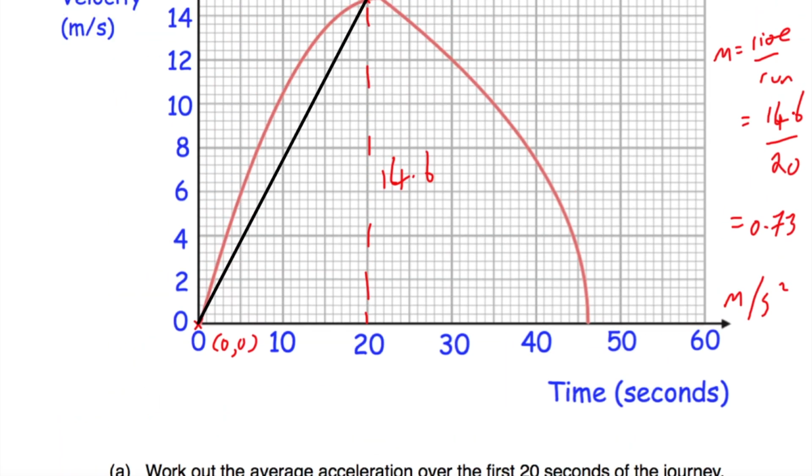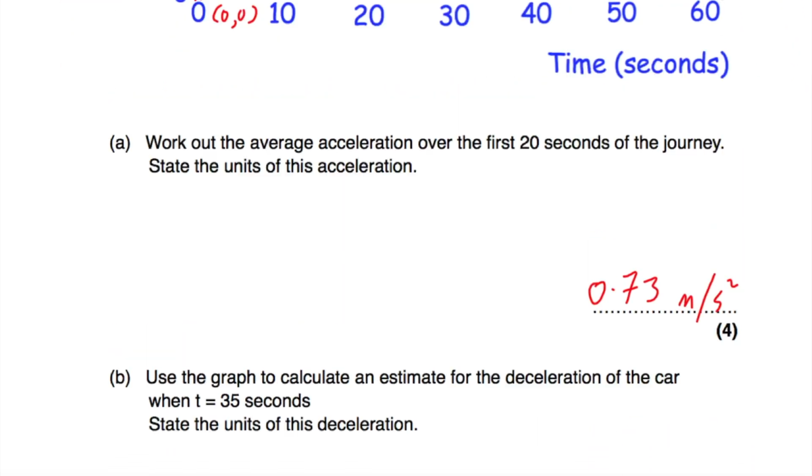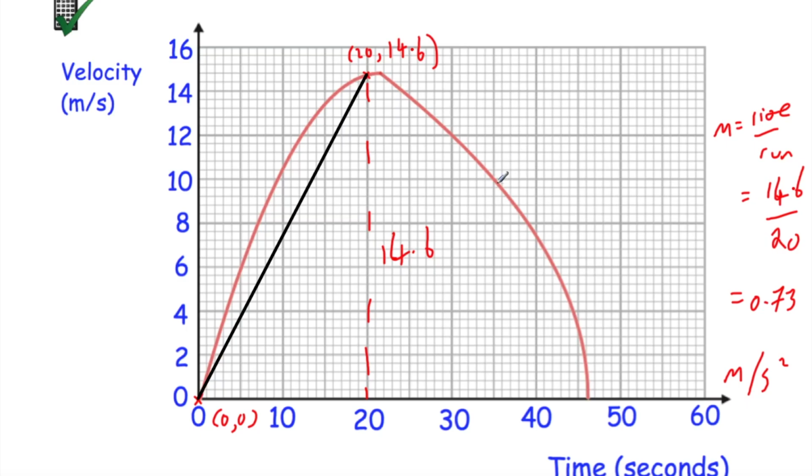Okay, time is equal to 35 seconds. So we want to find the estimate for the deceleration of the car whenever time is equal to 35. So we want to find the instantaneous rate of change at this particular point. So let's draw a tangent. In terms of two good points, I think this is a good point here, the point 30, 12. And then I think this is a good point here, the point 40, 8. Those two points are really good points on the line.